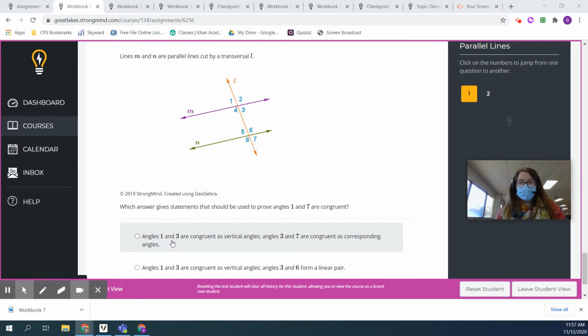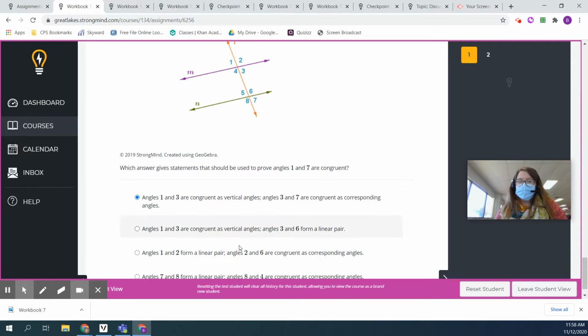It says angles 1 and 3 are congruent as vertical. Which statements should be used to prove that angles 1 and 7 are congruent? So we have 1 and 3, and then it talks about 3 and 7 being corresponding angles. That actually looks really good. I like that answer. Let me just check the other ones. 1 and 3 are vertical. 3 and 6 form a linear pair? 3 and 6 do not form a linear pair. They are supplemental, but they do not form a linear pair.